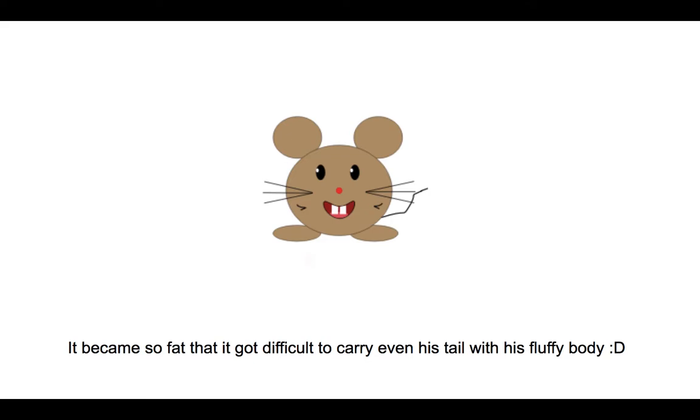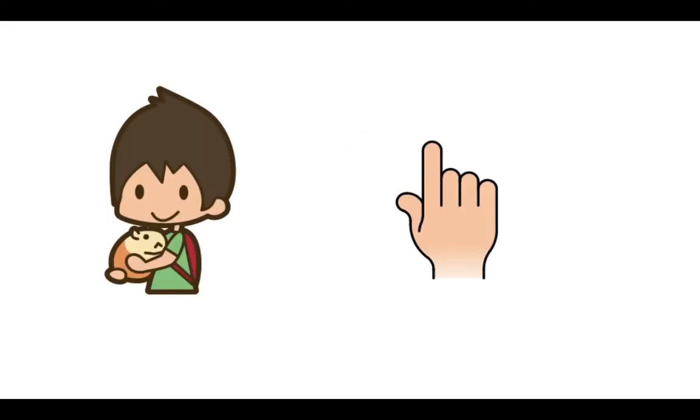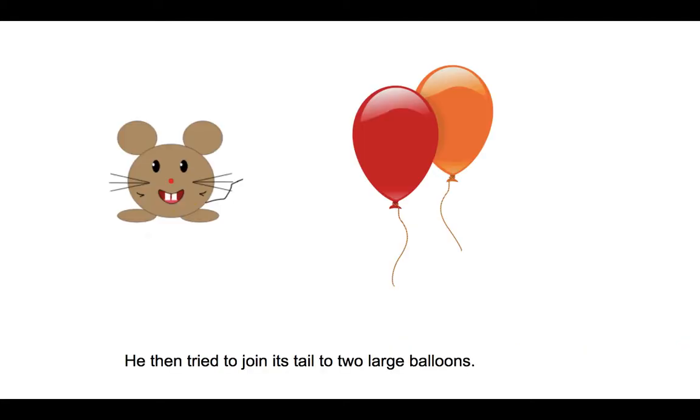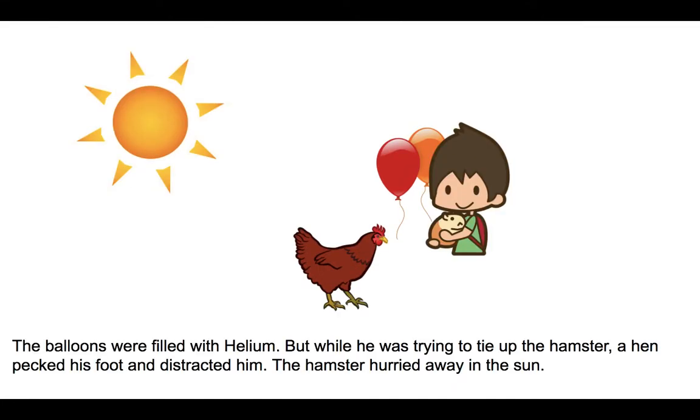It became so fat that it got difficult to carry even his tail with his fluffy body. To add to his misery, James, a very mischievous boy, found the hamster and started poking it. He then tried to join his tail to two large balloons. The balloons were filled with helium, but while he was trying to tie up the hamster, a hen pecked his foot and distracted him. The hamster hurried away in the sun.